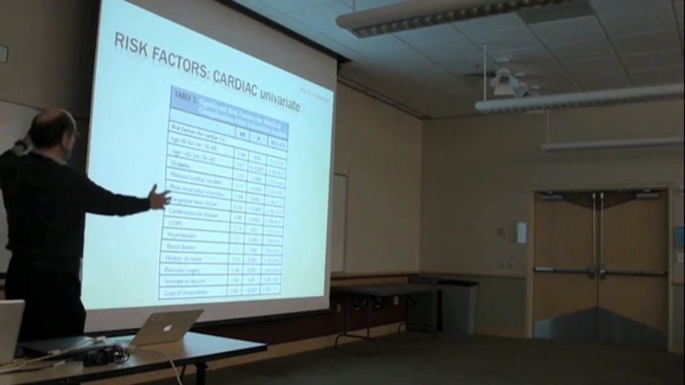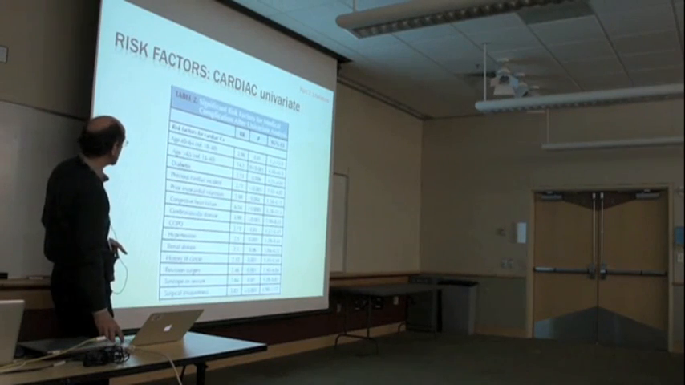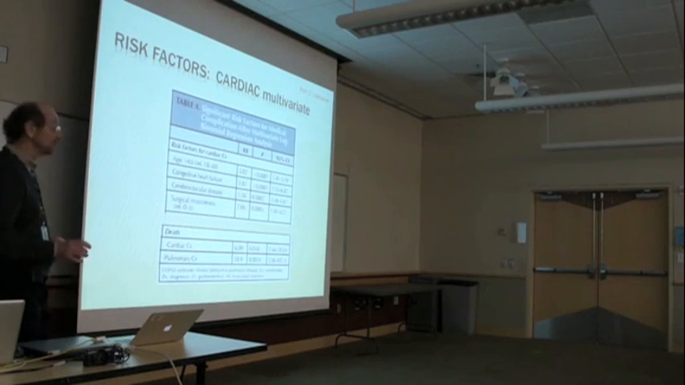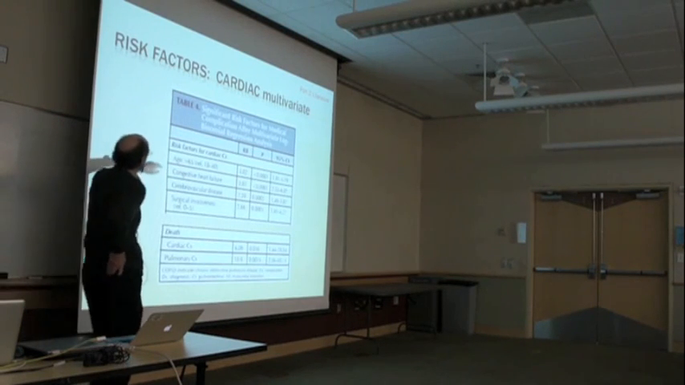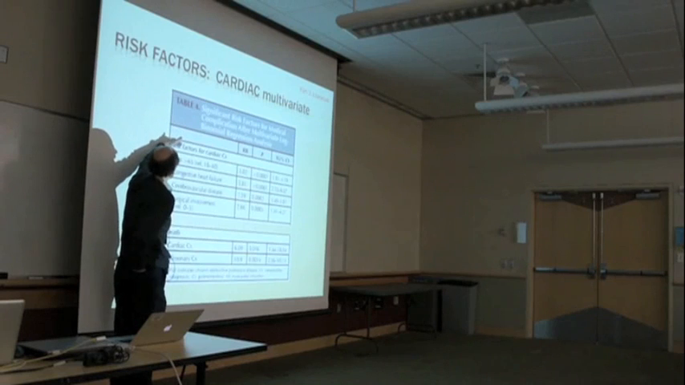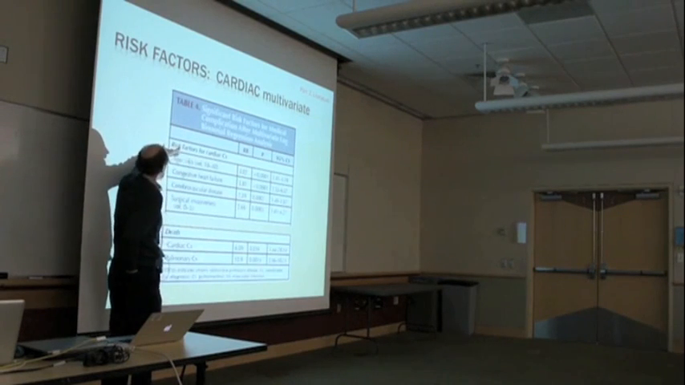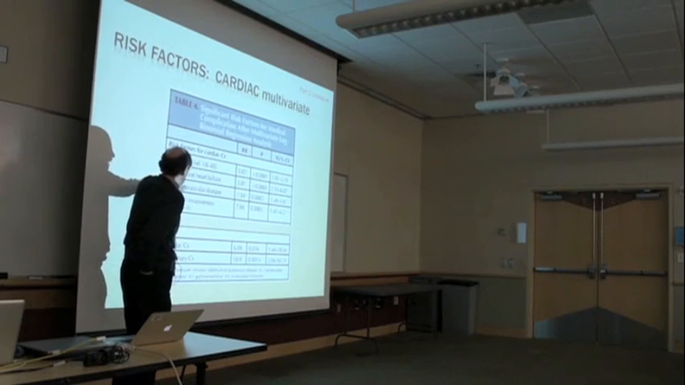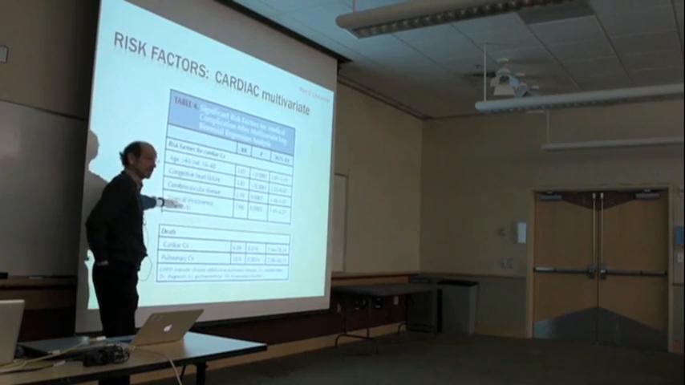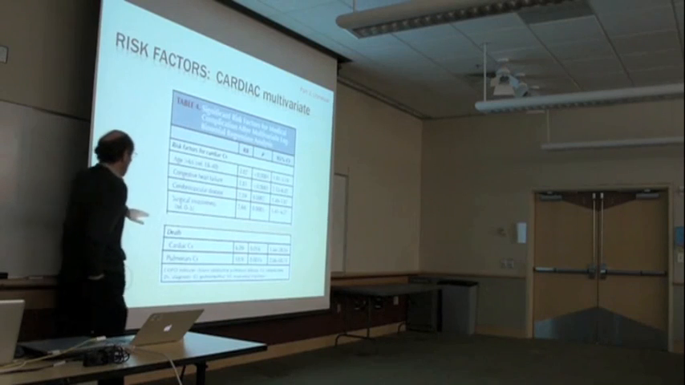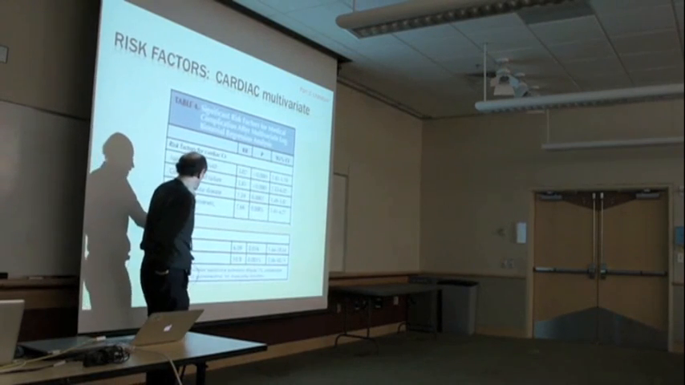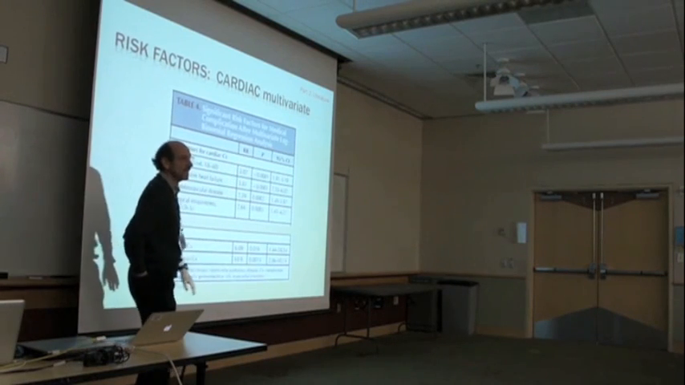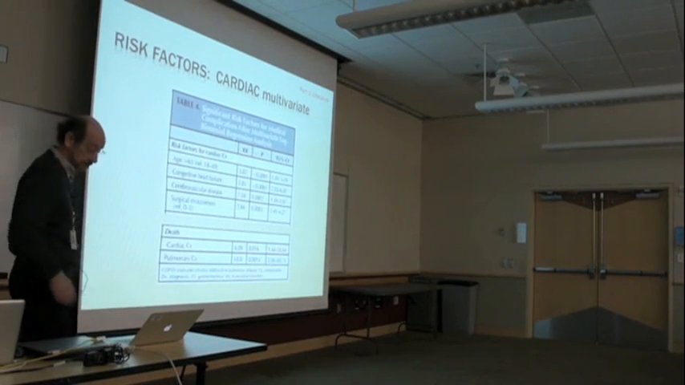Now this huge list of variables suddenly changes to this when you look at a multivariate analysis, and the only factors left in for cardiac complications are age, congestive heart failure, cerebrovascular disease, and the surgical invasiveness index. You can see it really shrunk. And the cardiac complications and the pulmonary complications were the largest predictors of death in the post-surgical period.